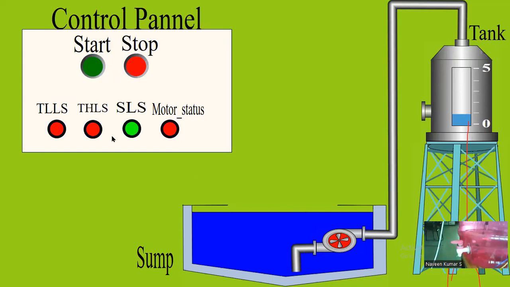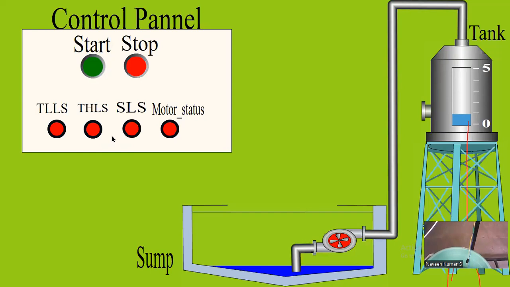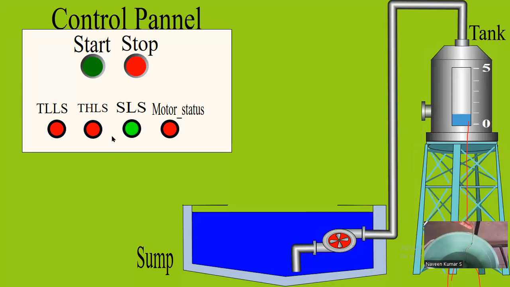So now I have used one sensor in the sump. I will just lift the wire from the sump. Now you can see on the SCADA screen, the SLS will become red, and the sump is shown as having water below a particular level. Now see the sump sensor and motor status.